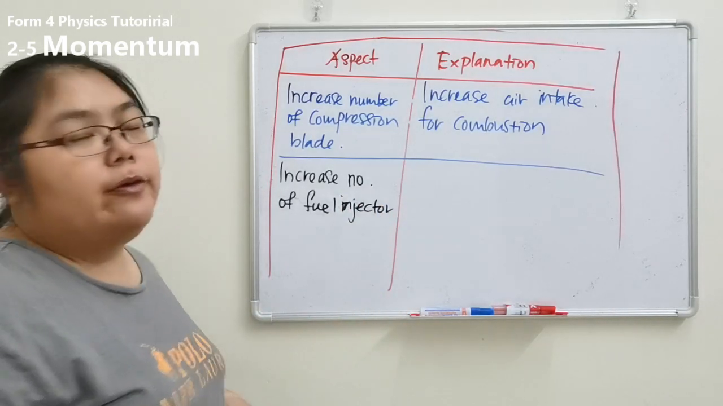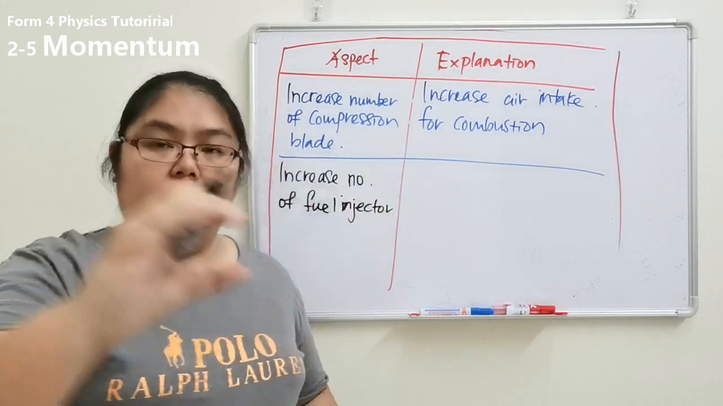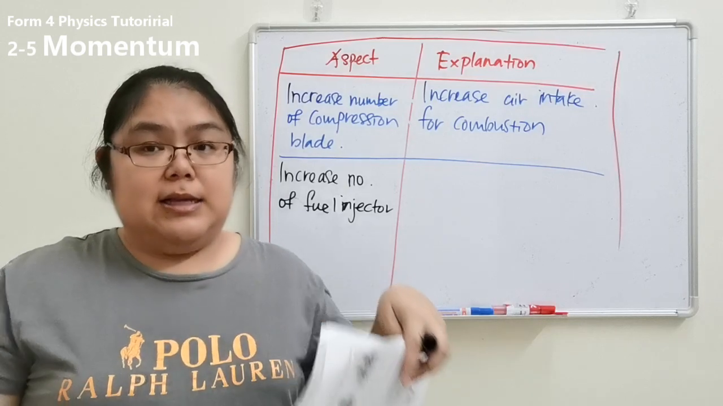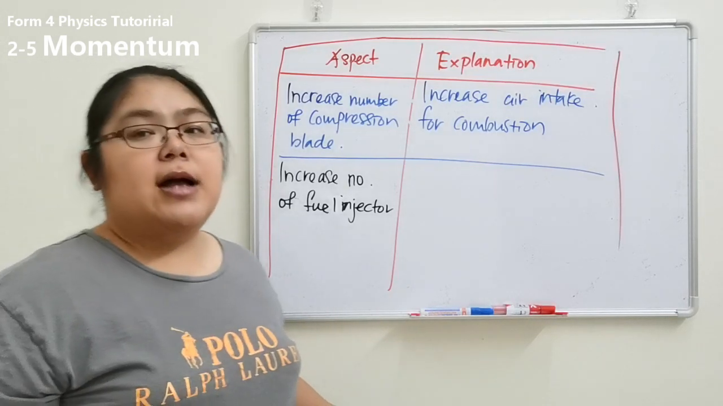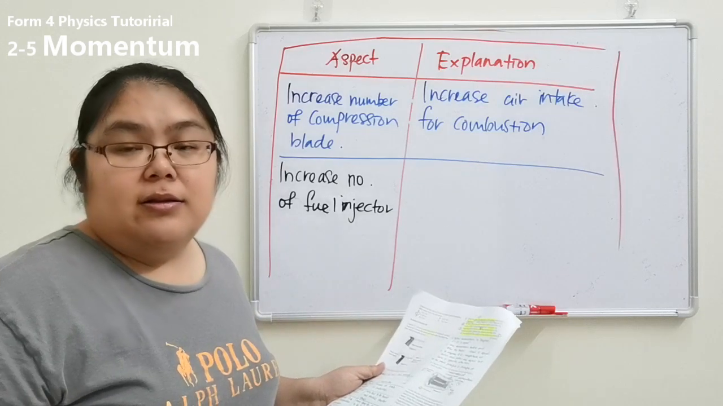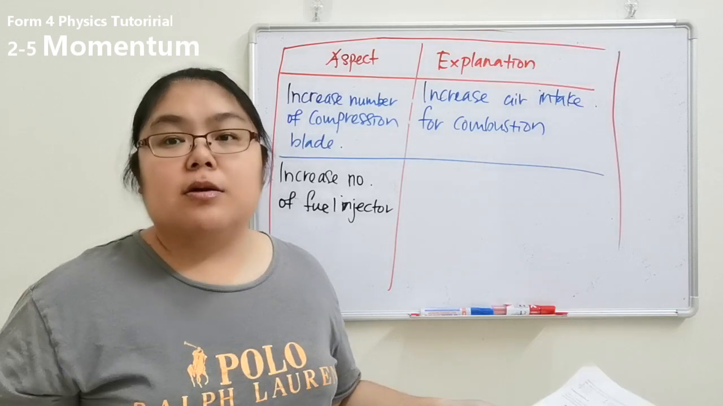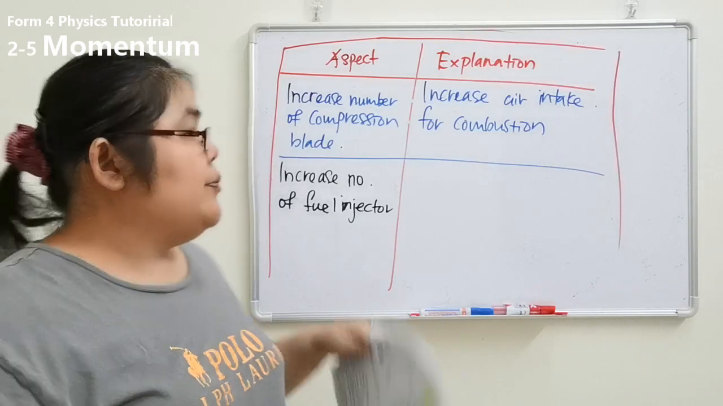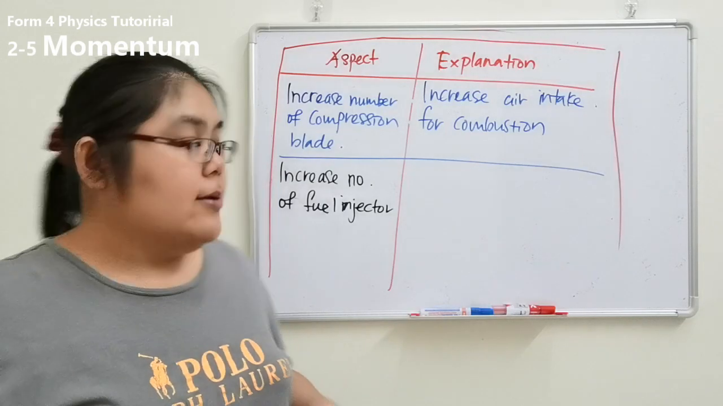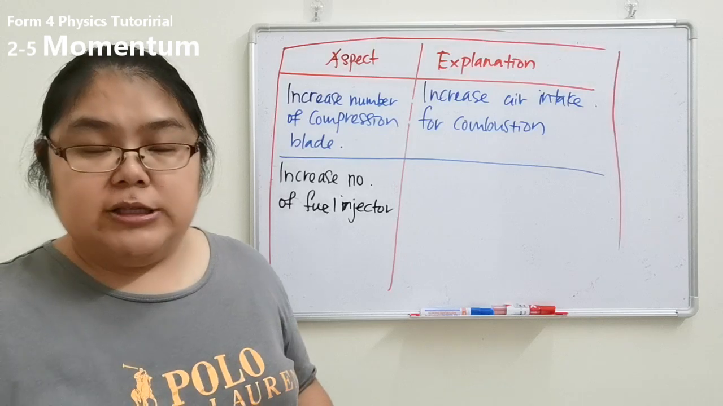Okay, increase the number of the fuel injector. Increase number means you got three. Three injectors mean at the same time the fuel can go in together. If the question asks about the fuel tank, the tank must be bigger, that means more fuel can be put in. But the question now doesn't ask about the tank, they ask about the fuel injector. So I need more number of the fuel injector.